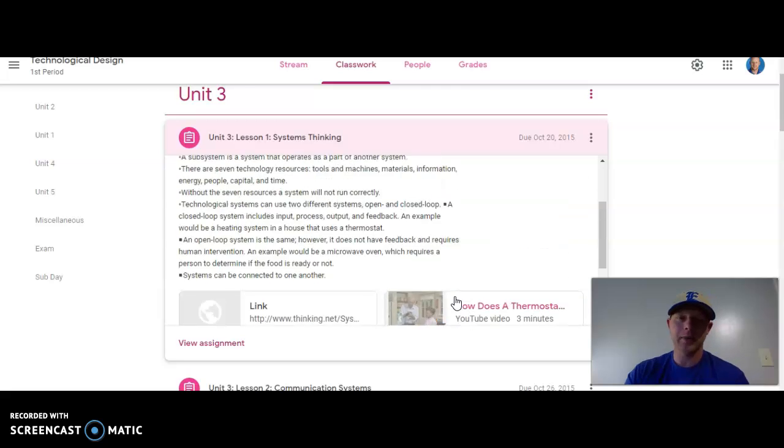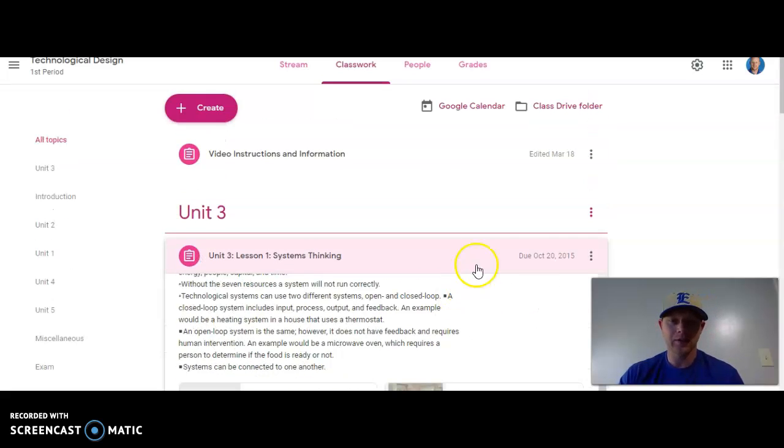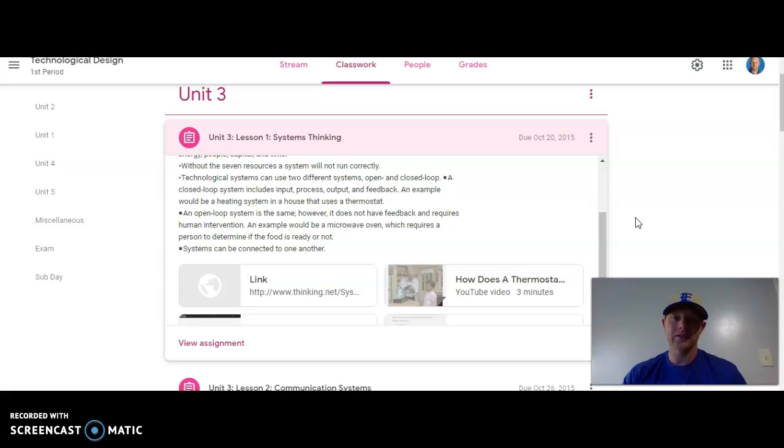Okay, so we're talking about systems thinking right now, which is really looking at the system as a whole. So understanding all of its parts and its subsystems. Remember, a subsystem is a smaller system within the whole system. So this reiterates something that you should already know between a closed loop system, which means there's input, process, output, feedback, and an open loop system, which stops at the output, or input, process, and output.